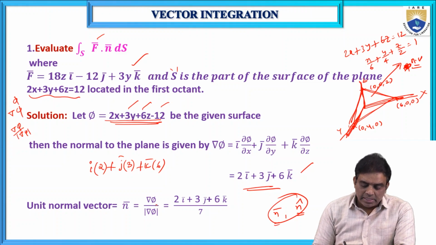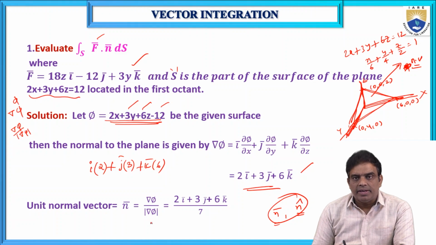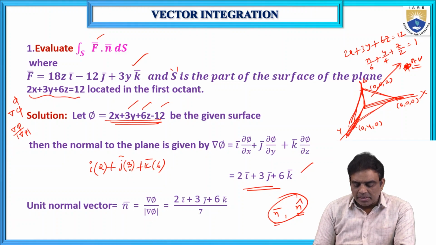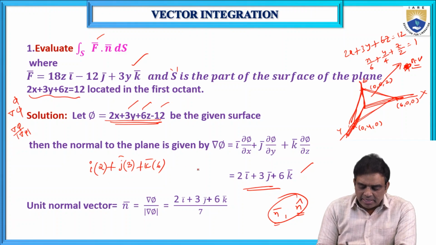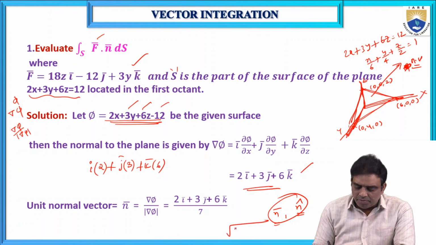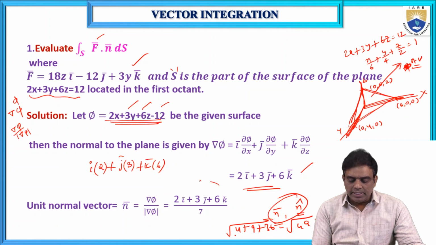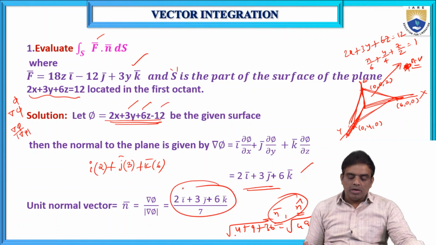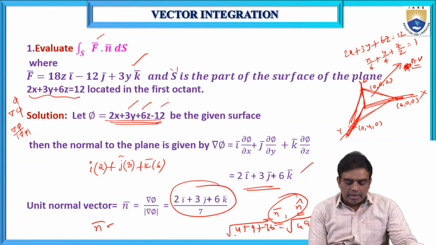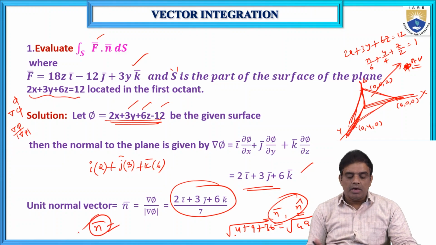So n bar is grad phi by magnitude of grad phi. That is 2i bar plus 3j bar plus 6k bar by magnitude of grad phi, that is square root of 2 square 4 plus 3 square 9 plus 6 square 36. So what will you get? 36 plus 4 is 40, plus 9 is 49, that is equal to 7. That will come in the denominator. So this is the unit outward normal vector, that is n bar. So we reached n bar.